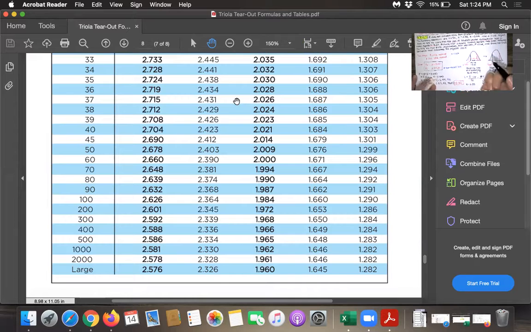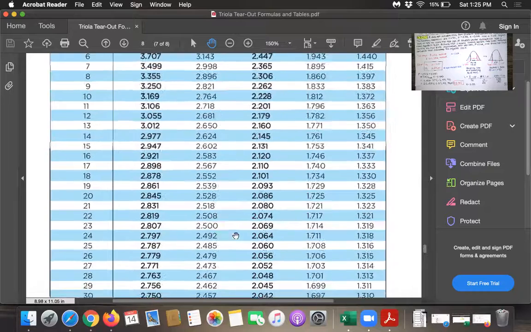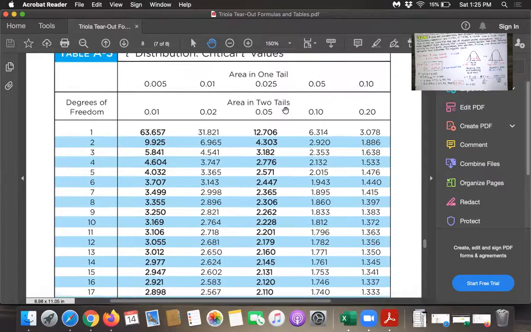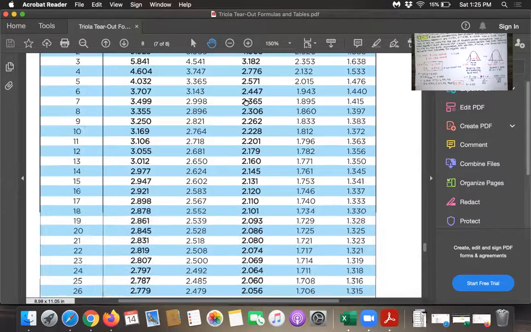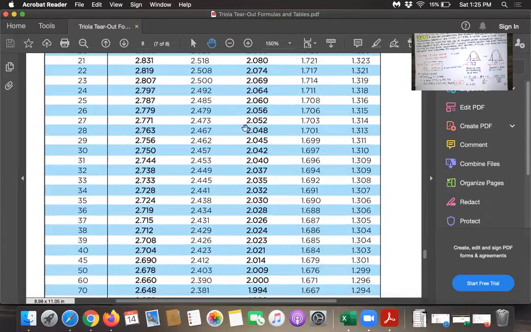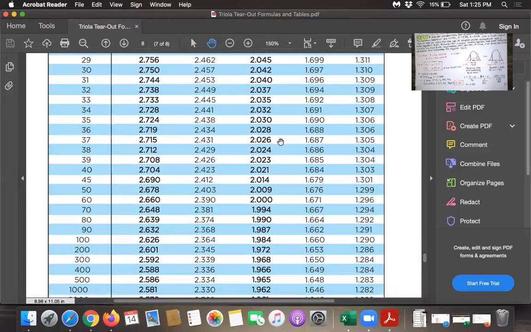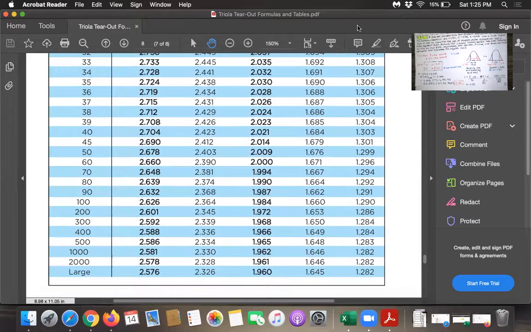So when you have a two-tailed test and your alpha equals 0.05, what you want is an area of 0.05 in two tails. So we go up to the top here, and you want an area in two tails of 0.05. That's that middle column. And that's going to give us the critical t value associated with 90 degrees of freedom. So that's the critical t value right there. T equals plus or minus 1.987.